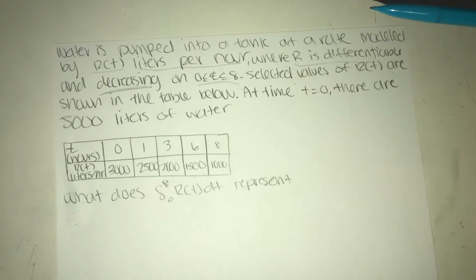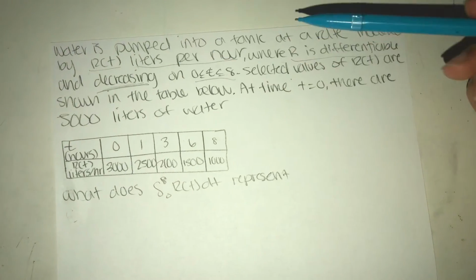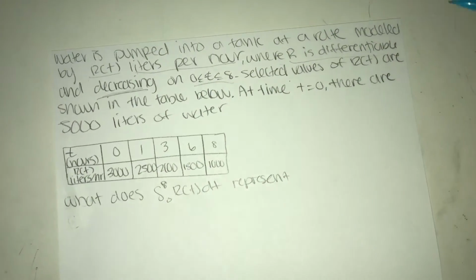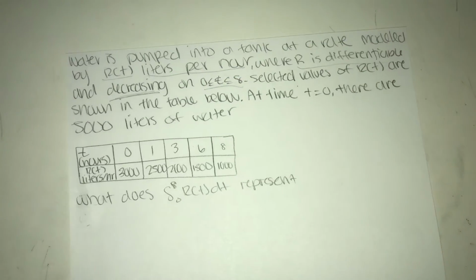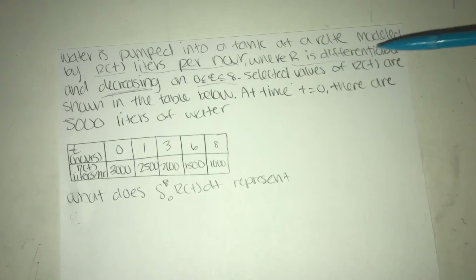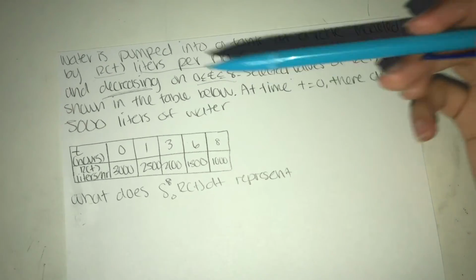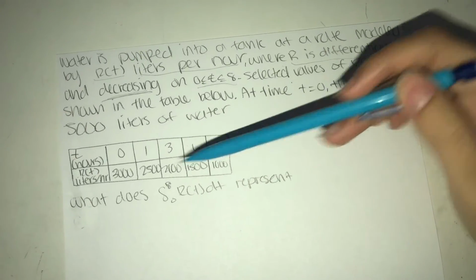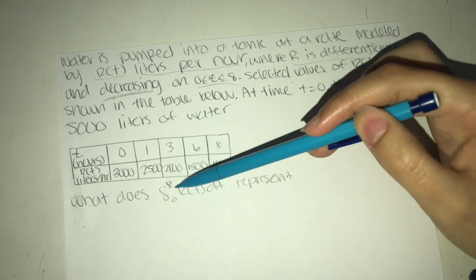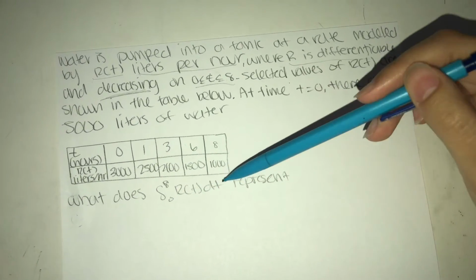Water is pumped into a tank at a rate modeled by R of t liters per hour, where R is differentiable and decreasing on the interval 0 less than t less than 8. Selected values of R of t are shown in the table below. At time t equals 0, there are 5,000 liters of water. So this is the table we have, and it's asking the question, what does the integral from 0 to 8 of R of t dt represent?